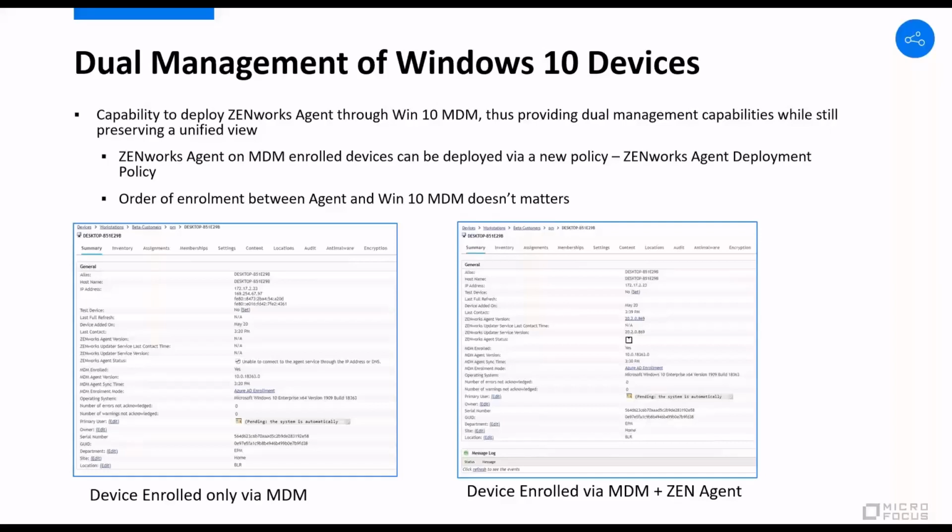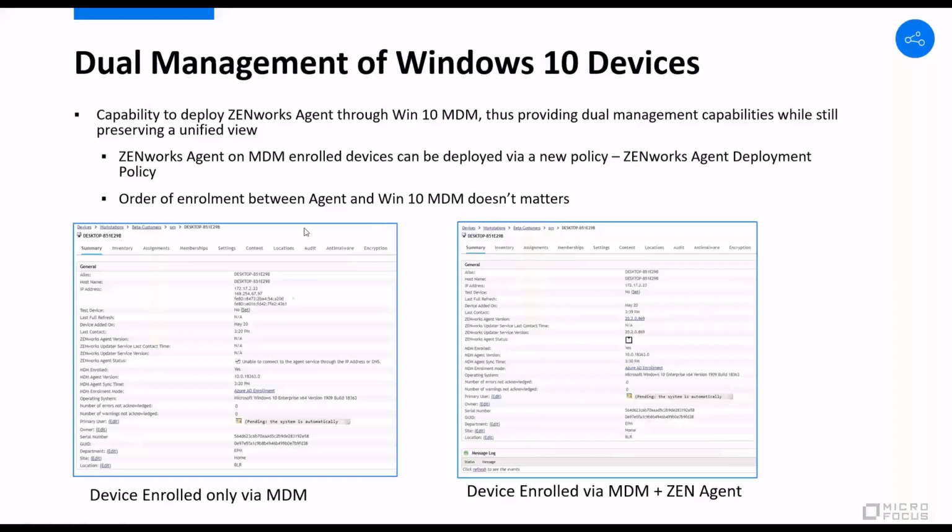So this is essentially a dual management of the Windows 10 devices. And what we have done in this release is that we have brought in a new policy, which is the ZENworks agent deployment policy, which can deploy the ZENworks agent on MDM-only devices. And once the agent is installed, it essentially behaves like a fully managed device, and you can do whatever you want to do. What you can do with a non-MDM device, the same things can be performed on a device which will now act as a Windows 10 MDM plus ZENworks agent.